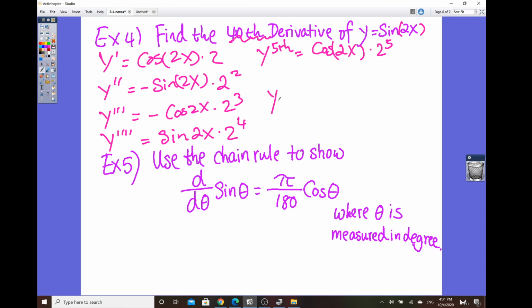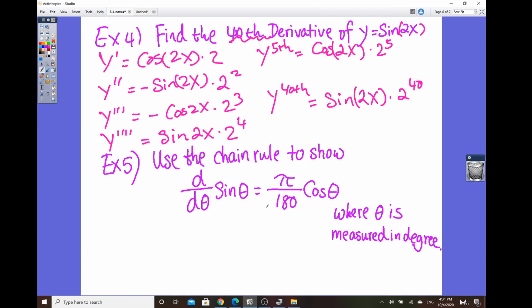So that means the 40th derivative would be what? Sine of 2x, once again. But it's 2 to the what? 2 to the, what's the power? The 40th power. So that one is just showing the pattern here. There's no need to evaluate 2 to the power 40. That would be kind of crazy and tedious.